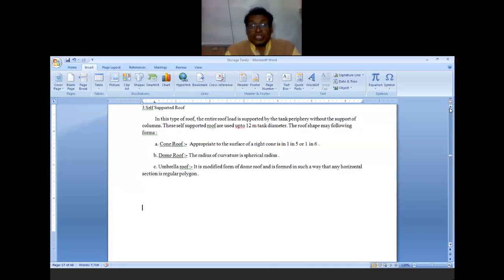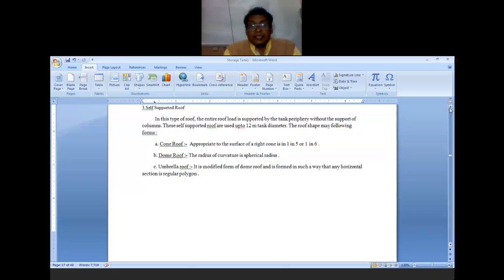These self-supported roofs are used up to a 12-meter tank diameter. That is what the limitations are. If the tank diameters are more, then certain column supports are provided. The roof shape may be different. That is, you can have the cone roof, the dome roof, or the umbrella roof. That is a simple conical roof, or a dome type shape is provided, or an umbrella type shape is provided.